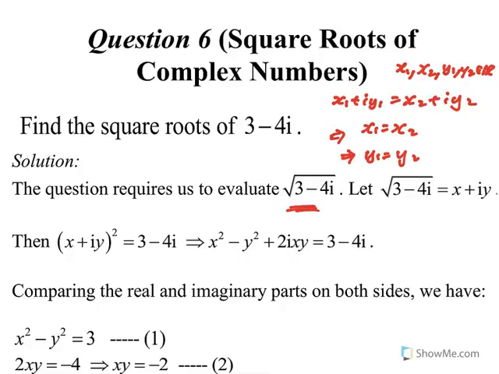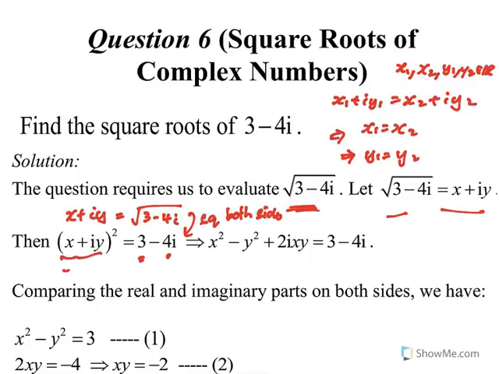If I let the square root of 3 minus 4i be x plus iy, what I do next is square both sides. Remember, this is the step before. All I do is square both sides, and now it looks as though we can start to compare the real and imaginary parts of 3 minus 4i. But before we do that, we expand this. So I expand my complex number.